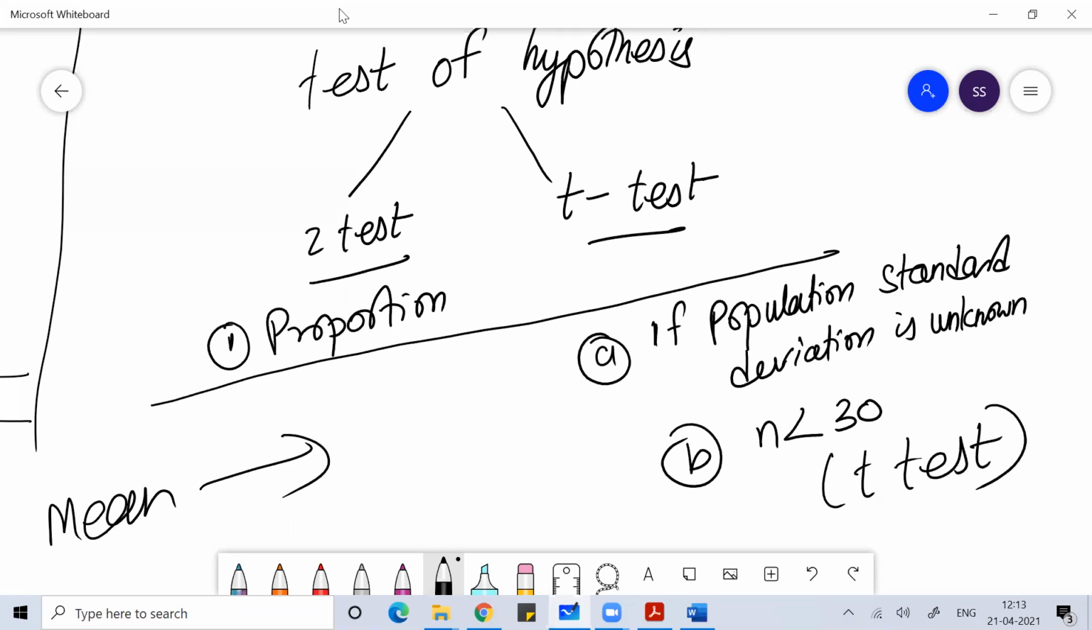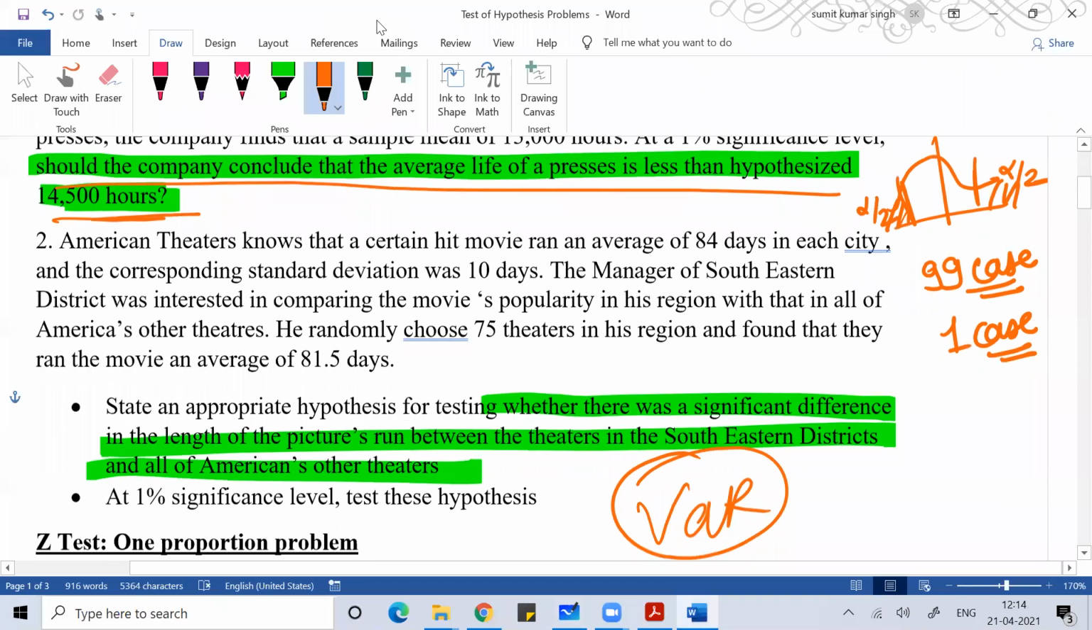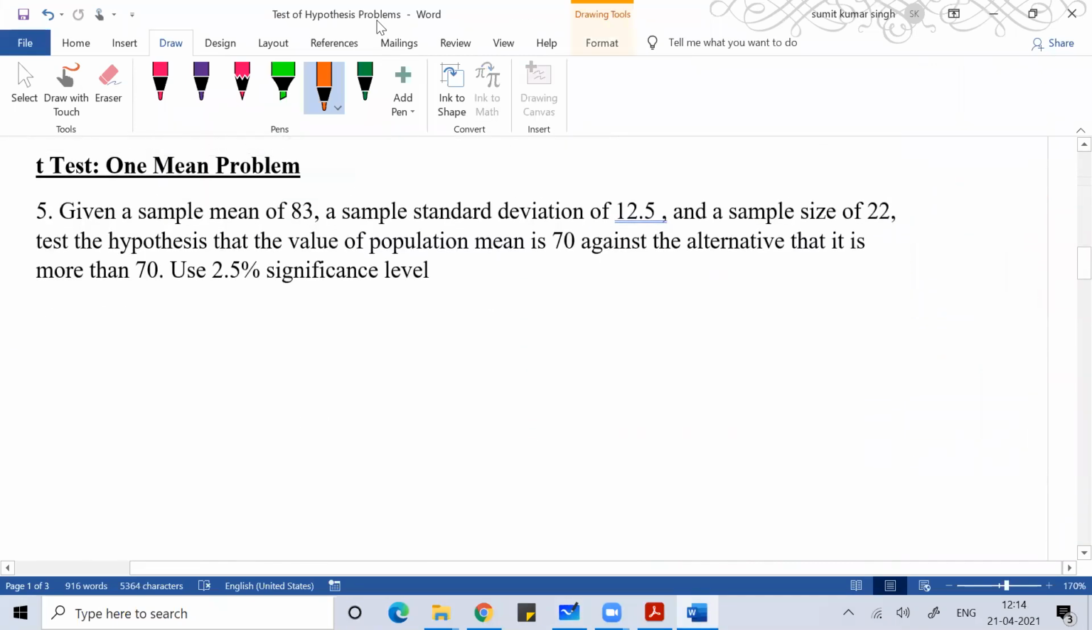When you read the question, you need to see the value of n. N is the total number of data given. If you feel that the number of data given is less than 30, and you realize that the population standard deviation is not given in the problem, then we go with the t-test. Like, I'll show you the problem of t-test. You can see this t-test problem.